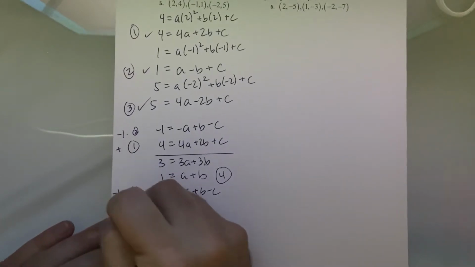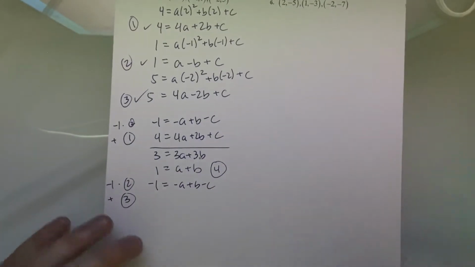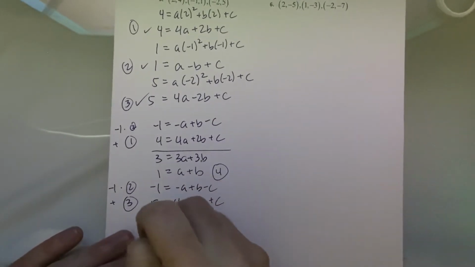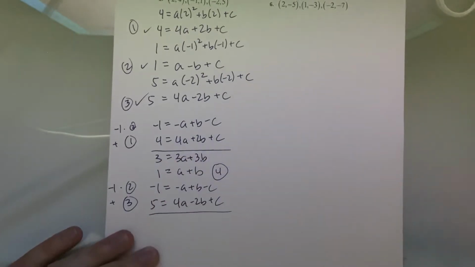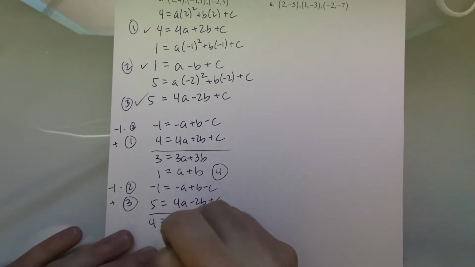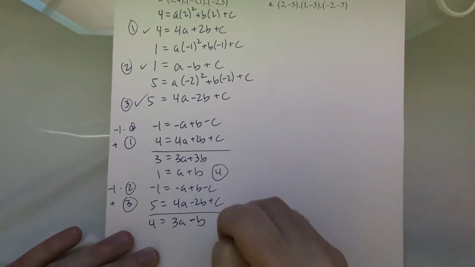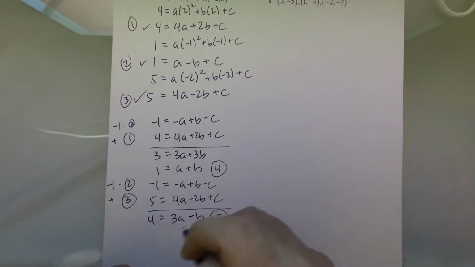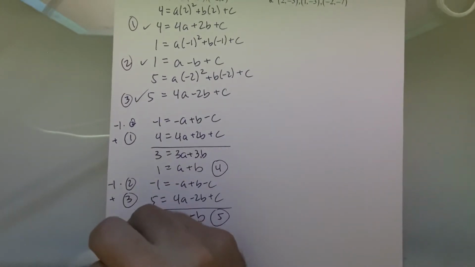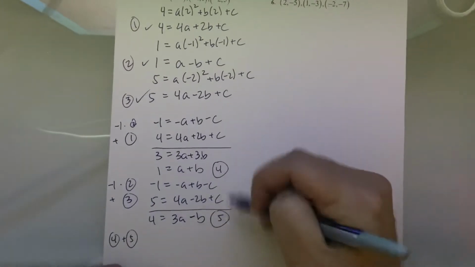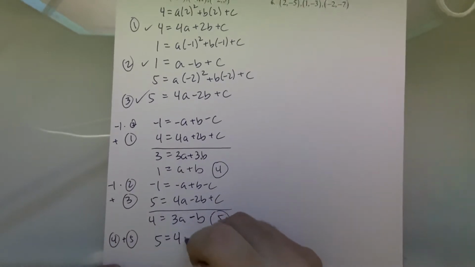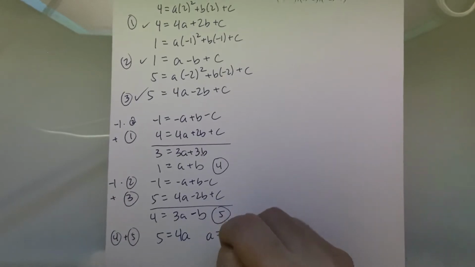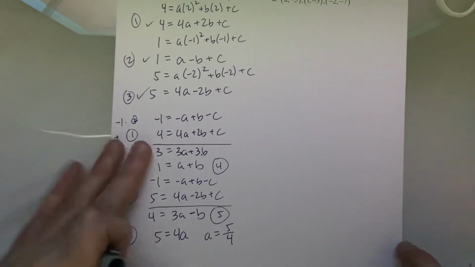Do the same thing, -1 times equation 2, and now I'm going to add it to equation 3, which is 5 equals 4a minus 2b plus c, to get 4 equals 3a minus b. Now thankfully, b and -b line up really nicely with each other, so I just add 4 plus 1 to get 5 equals 4a, which means a is 5 over 4 by dividing by 4.